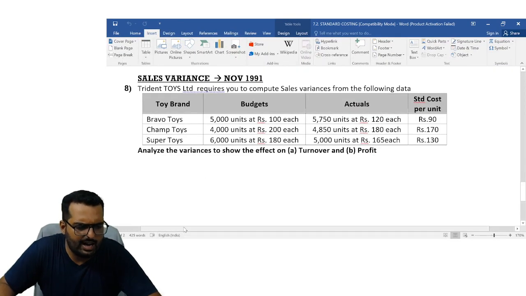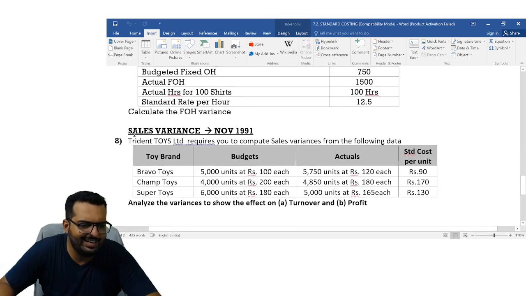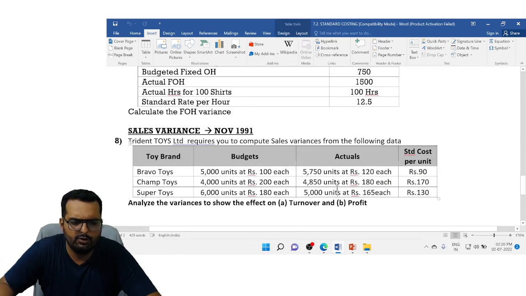Now, friends, we have the last thing to be done. That is the sales variance. All right. So you all know the table format for sales variance, right? What is the table format for sales variance?